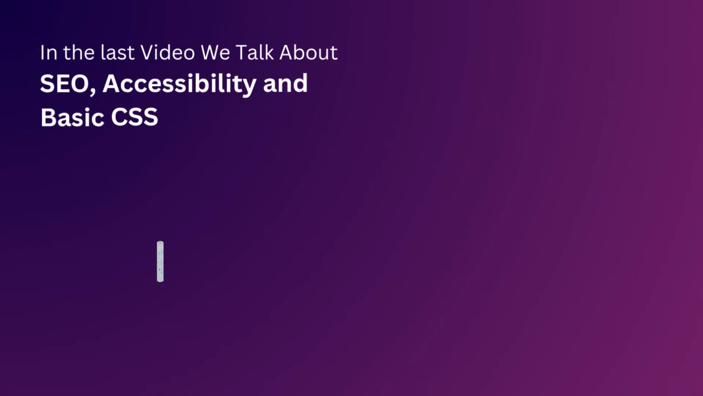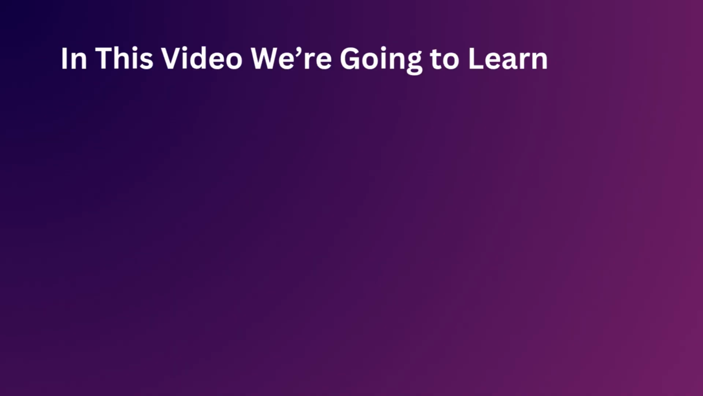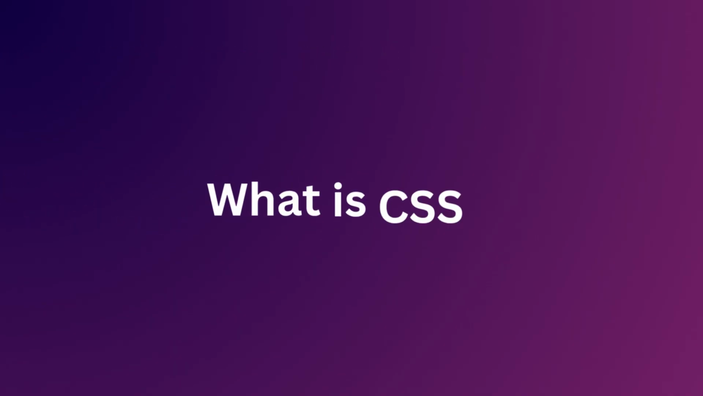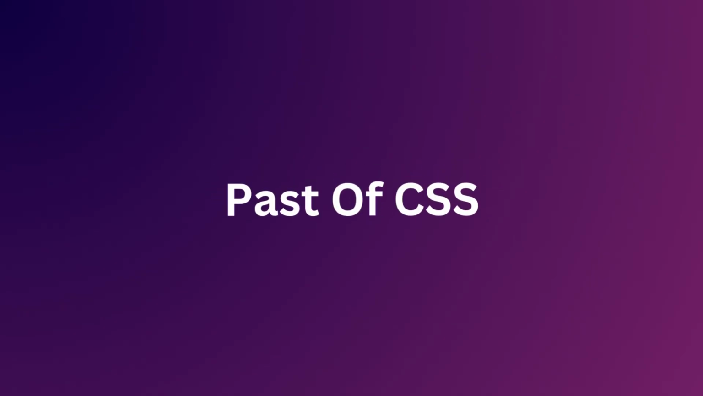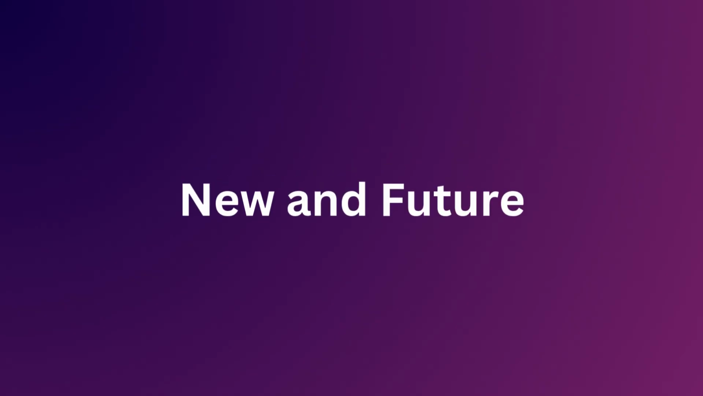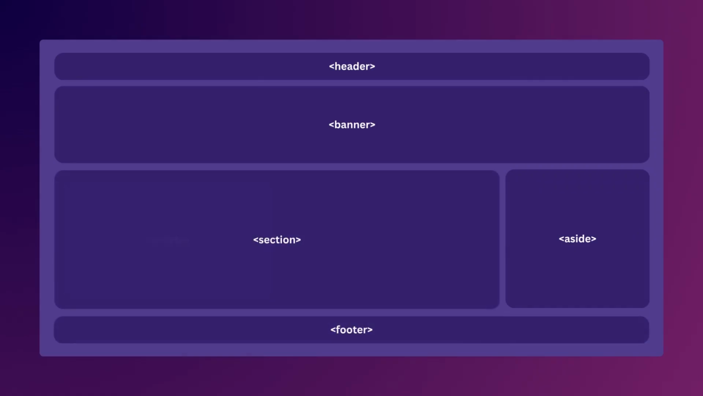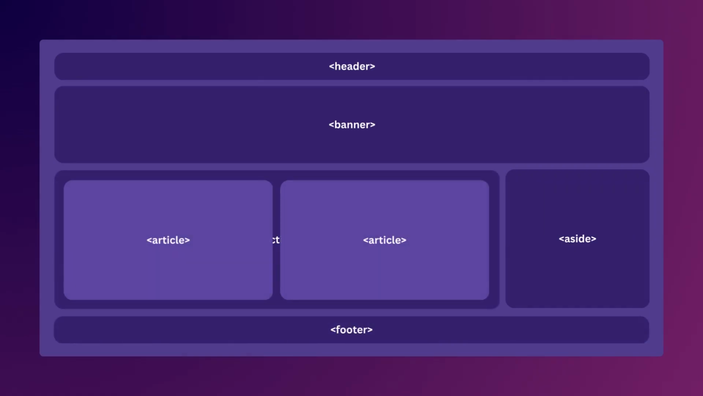In the last video, we talked about SEO accessibility and basic CSS, right? Well, in this video, we're going to learn about CSS. 1. What is CSS? 2. Past of CSS, from tables to floats. 3. Present of CSS, from flex to grid. 4. New and future: container queries, cascade layers, anchor positioning. And 5. Hands-on: header, plus banner, plus sidebar, plus content, plus grid system, with tiny.js.